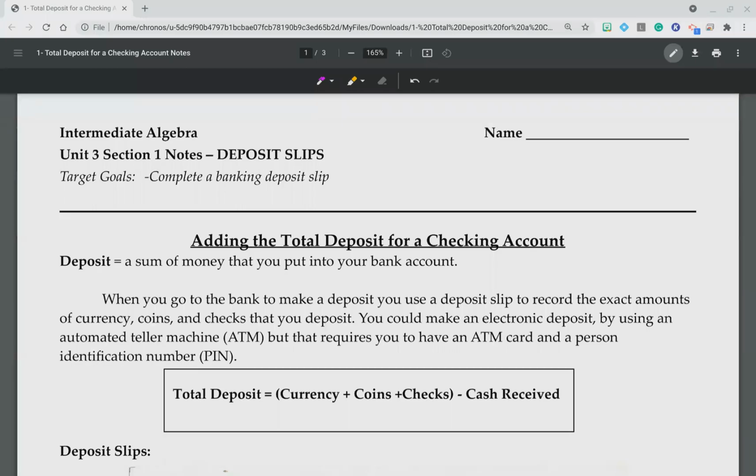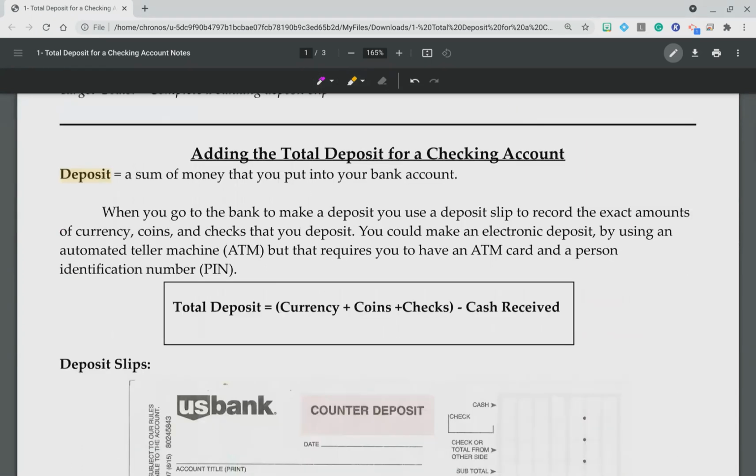Unit 3 is going to deal a lot with banking. So once you earn the money, what are you going to do with it? Probably a responsible thing to do with it would be to deposit into a checking or savings account. A deposit is a sum of money that you put into your bank account, and there's two different ways that you can do this.